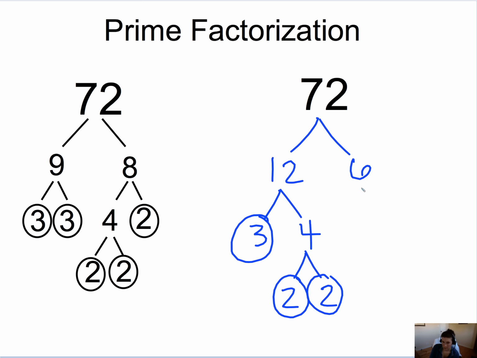Now let's go to 6. It's not prime, so I need to keep going. 6 can break down into 2 times 3. 2 is prime, 3 is prime. Okay, there's nothing more that I can break down, so I'm done.